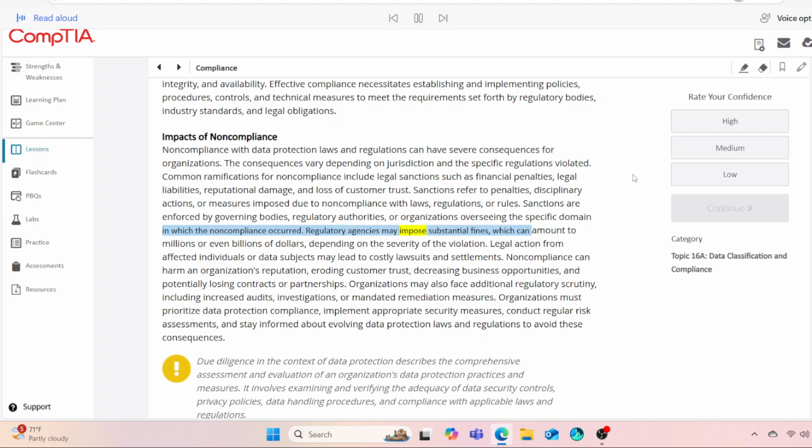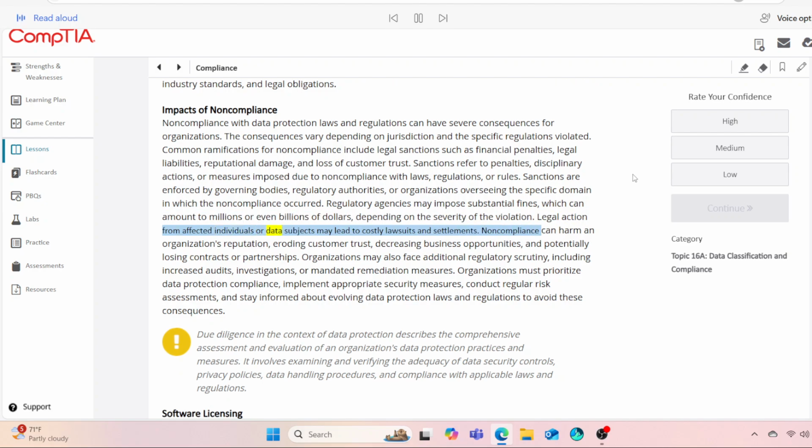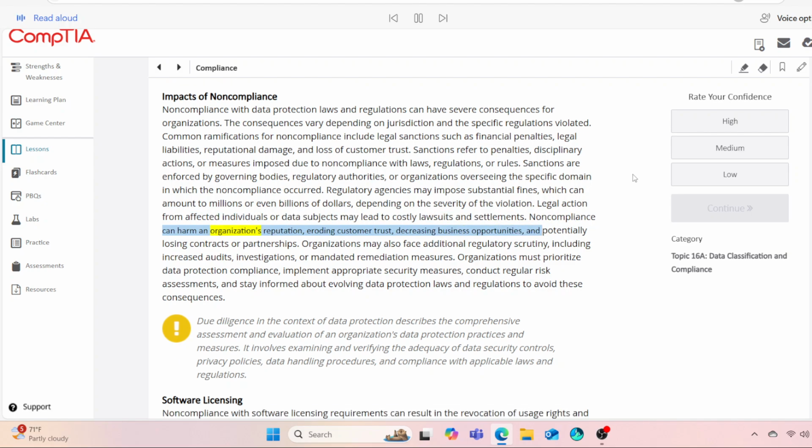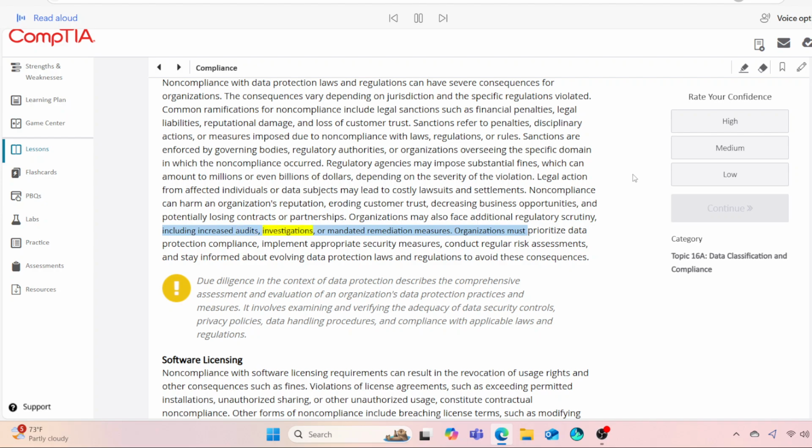Regulatory agencies may impose substantial fines, which can amount to millions or even billions of dollars, depending on the severity of the violation. Legal action from affected individuals or data subjects may lead to costly lawsuits and settlements. Noncompliance can harm an organization's reputation, eroding customer trust, decreasing business opportunities, and potentially losing contracts or partnerships. Organizations may also face additional regulatory scrutiny, including increased audits, investigations, or mandated remediation measures.